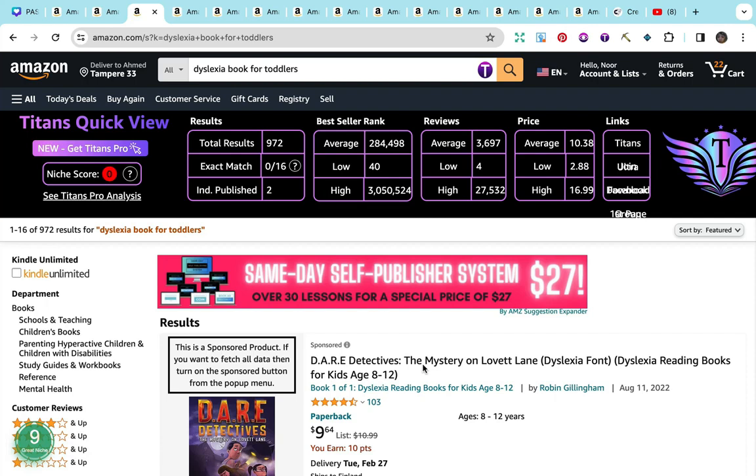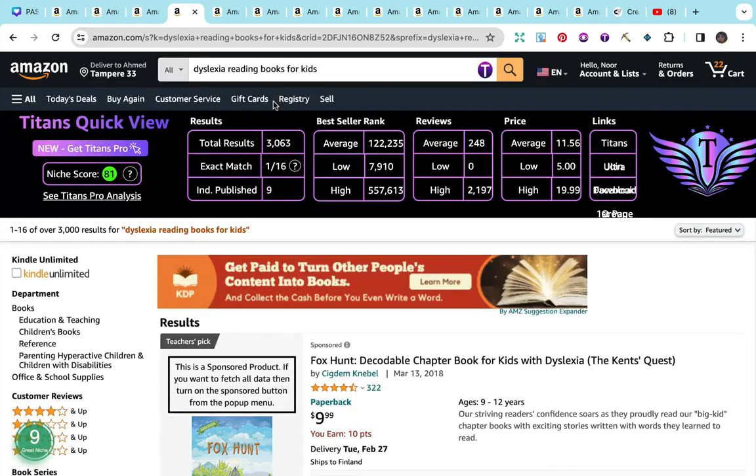So let's jump to our fourth and final keyword for the day. Our final keyword for the day is dyslexia reading books for kids. Now this is an amazing keyword from all sides. We have a strong and solid keyword niche score of 81 by Self-Publishing Titans Chrome extension. Also we have a keyword niche score, as a clarification, by Amazon Scout Pro, which gives us a number 9, categorizing this wonderful keyword as a nice niche.